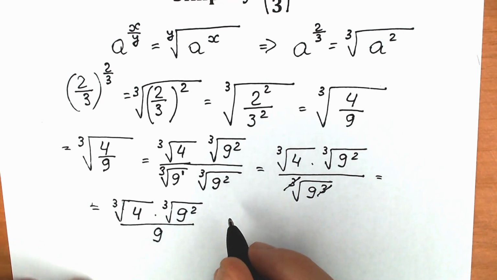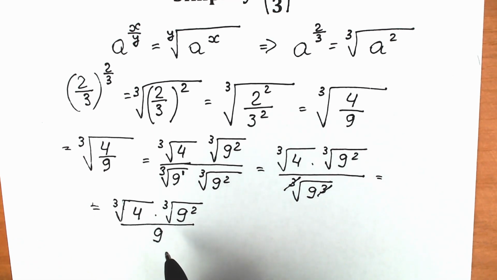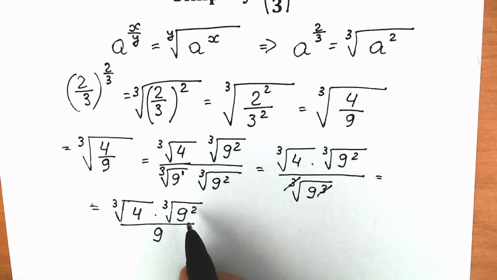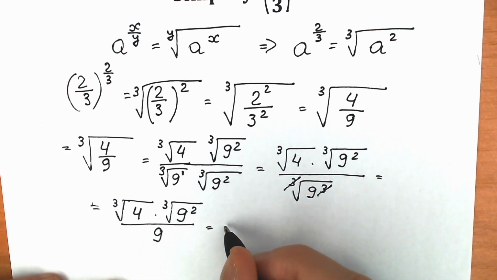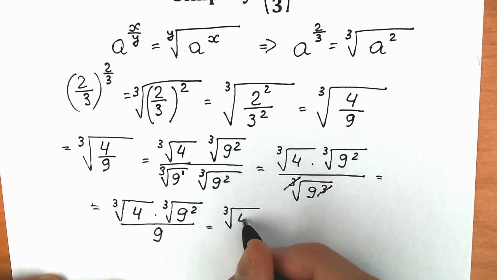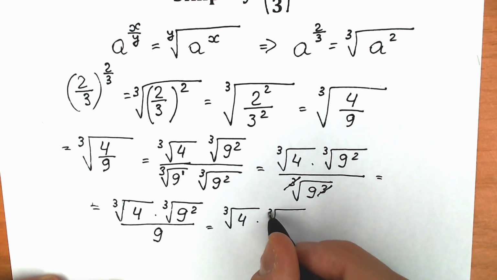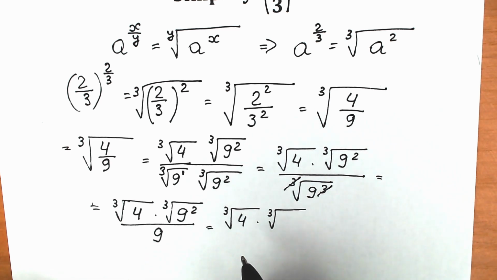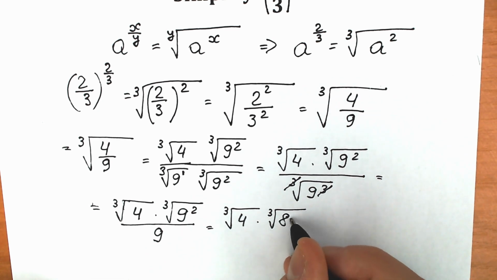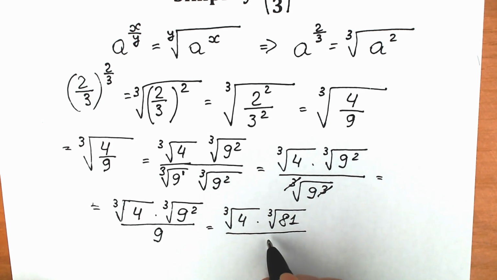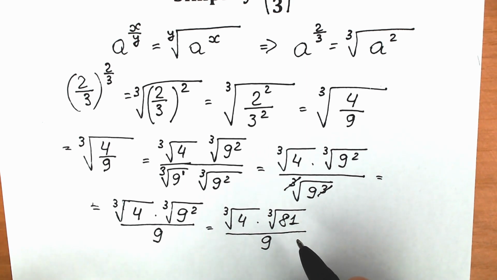So right now we have this type of expression. 9 squared equals 81. So let's continue simplifying. We have cube root of 4 times cube root of 9 squared, which equals 81, and we divide it by 9. The cube root of 81 we can't find. This is not a table case.